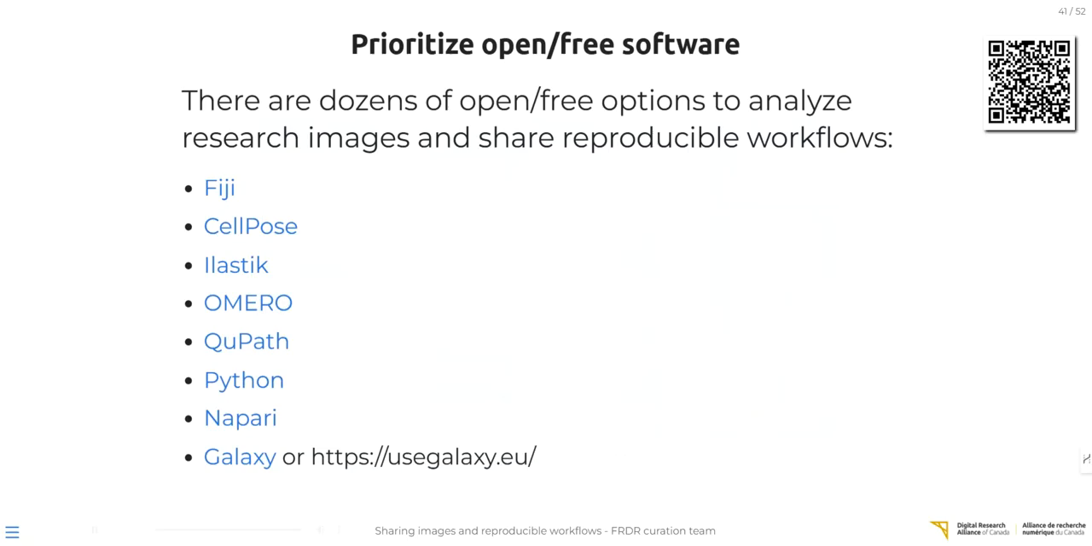When analyzing scientific images, it's important to prioritize open and free software. These tools not only reduce costs, but also promote reproducibility and transparency. Some widely used tools include Fiji, an extended version of ImageJ, Cellpose for robust segmentation, ilastik for machine learning-based image classification, OMERO for image storage and metadata management, QuPath, specialized in pathology image analysis, Python, the backbone of many custom workflows, napari, a Python-based interactive viewer, and platforms like Galaxy also enable cloud-based, shareable image analysis pipelines.